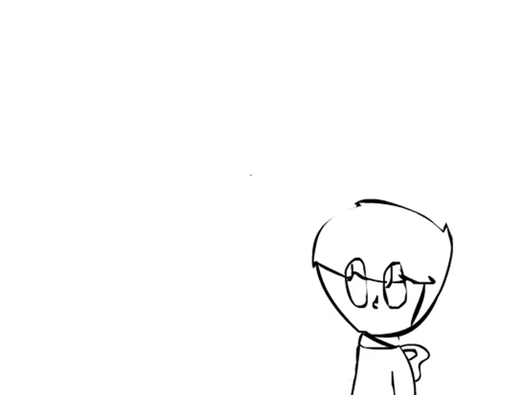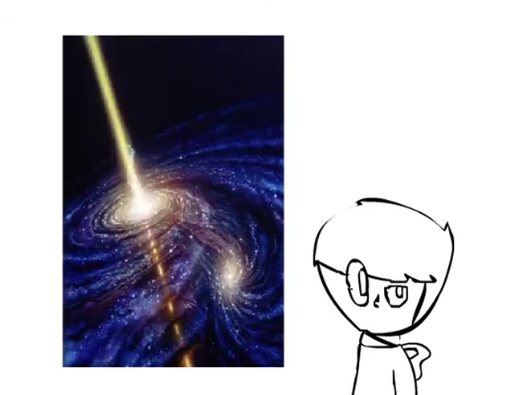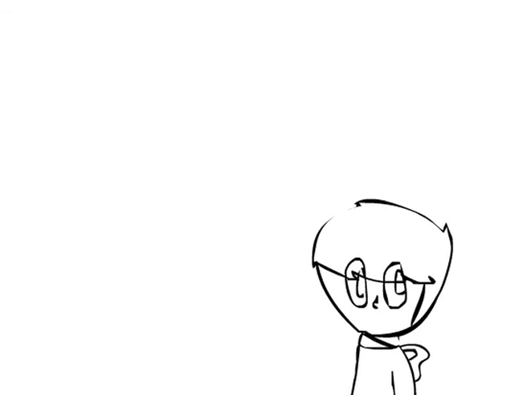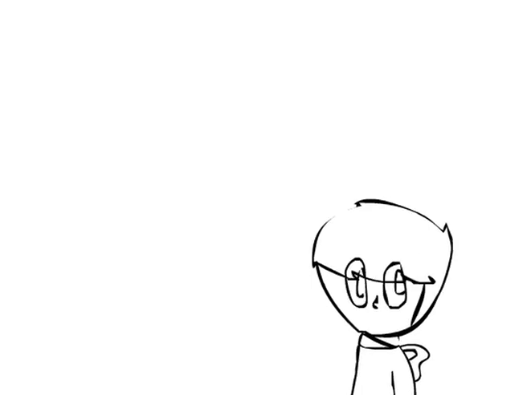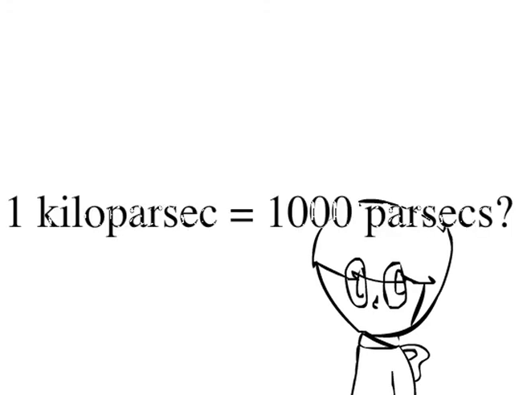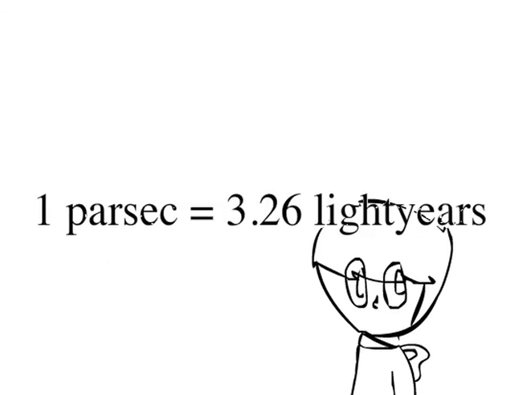But wait, there's more. How wide is a quasar? Well, a quasar is approximately 1 kiloparsec in width. But what is a kiloparsec? Well, here it is. A kiloparsec is 1,000 parsecs. But what's a parsec? Well, a parsec is 3.26 light years. Yeah, quasars are pretty big.